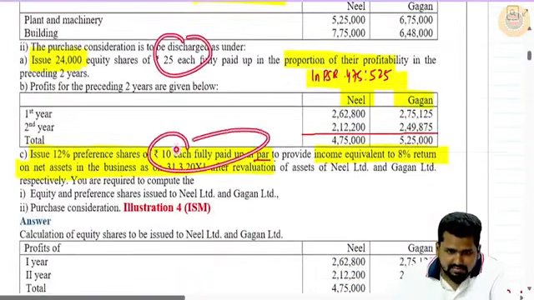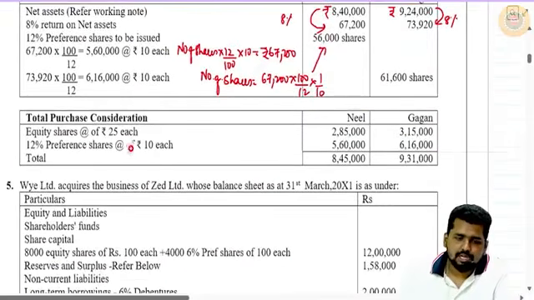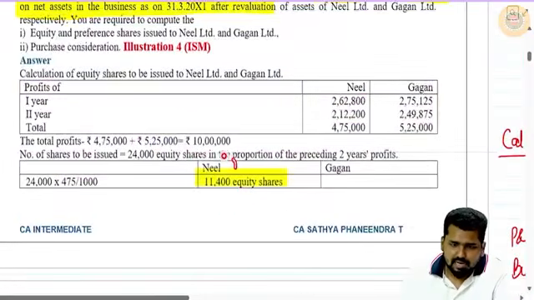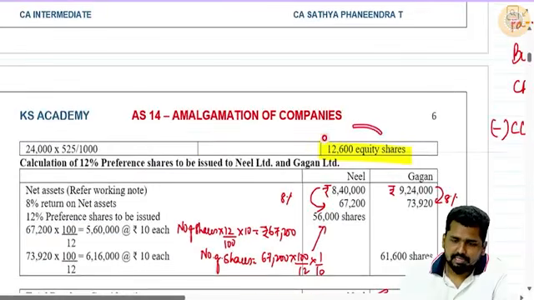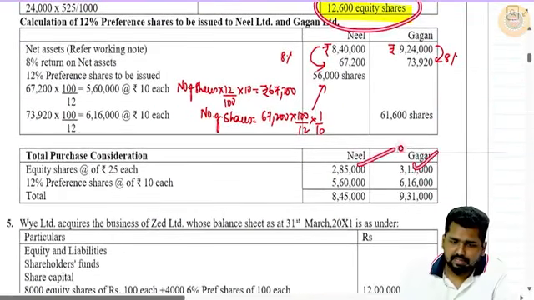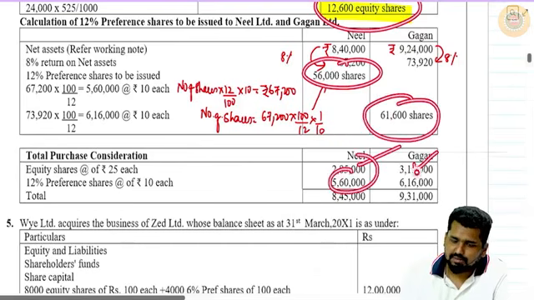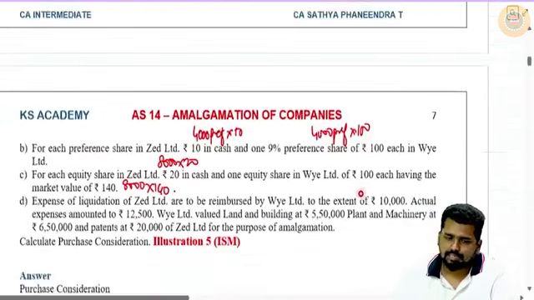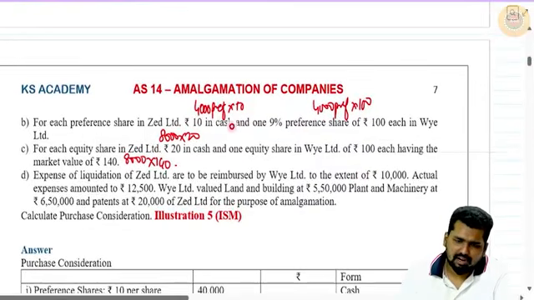Clear? Therefore, for the purchase consideration calculation, each equity share is given at what value? 25. Preference shares are given at 10, at par only. So equity shares for Neil Limited and Gagan Limited: 11,400 into 25, 12,600 into 25. Preference shares: 56,000 into 10, 61,600 into 10. You will get these values. Clear? This is one of the good sums, and all other sums are easy.